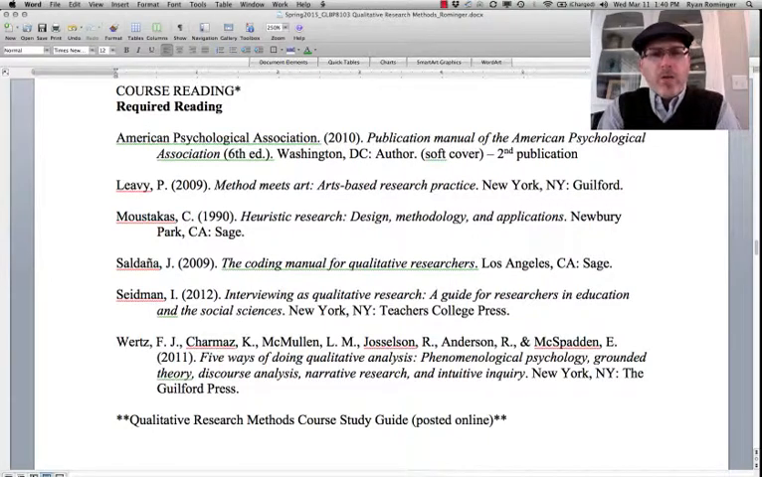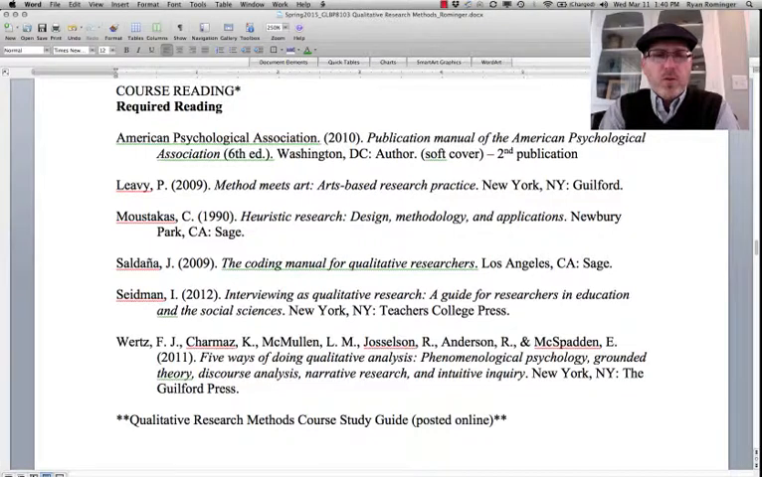Saldaña's The Coding Manual for Qualitative Researchers. Seidman's Interviewing as Qualitative Research: A Guide for Researchers in Education and the Social Sciences. That book is actually going to be the first text I'm going to have you read, so make sure that you get that one right away. The Moustakas and the Leavy books are later in the quarter, but the Seidman book, you really want to get that quickly. So if you need to, that would be one that I would say expedite in the mail if you can. And then Wirtz et al.